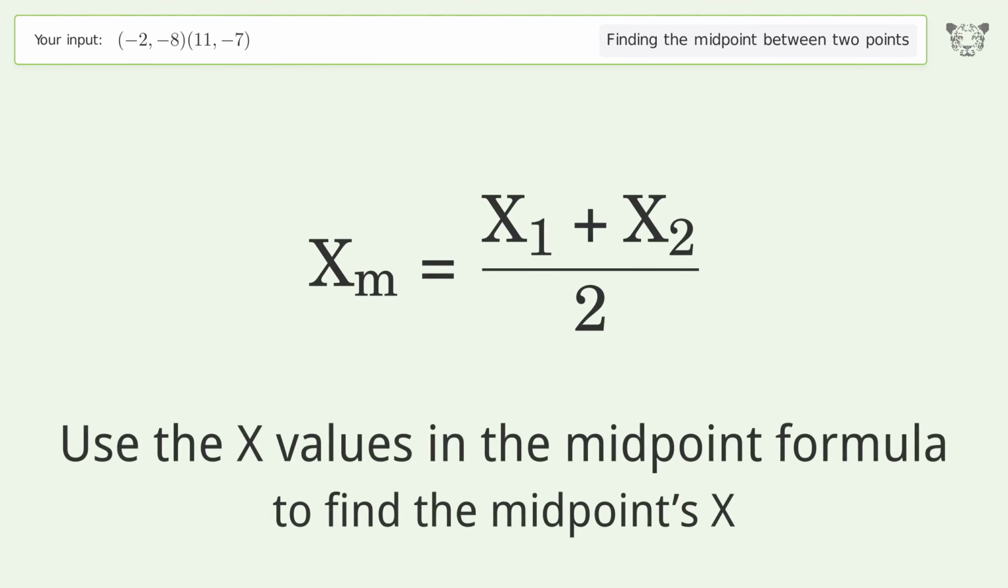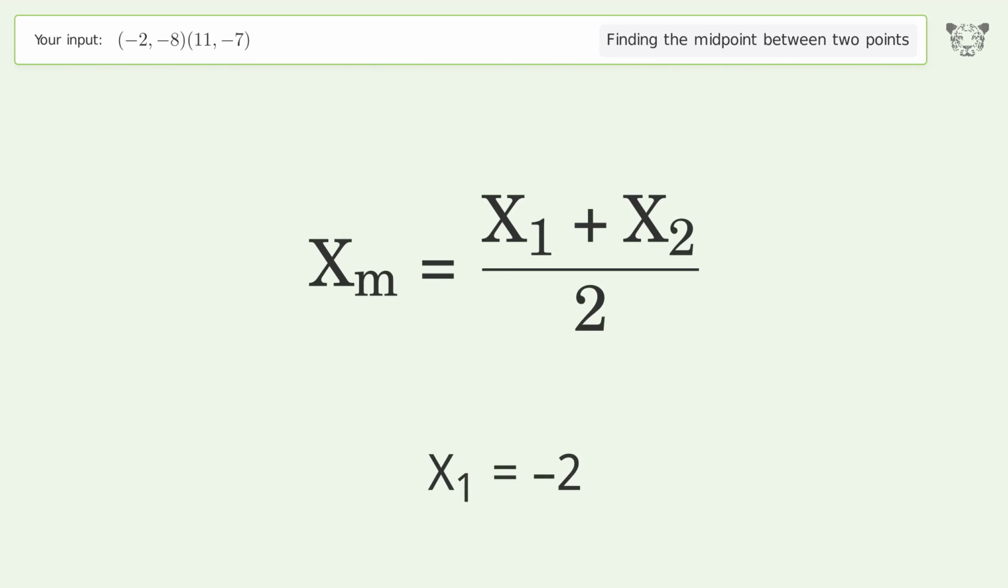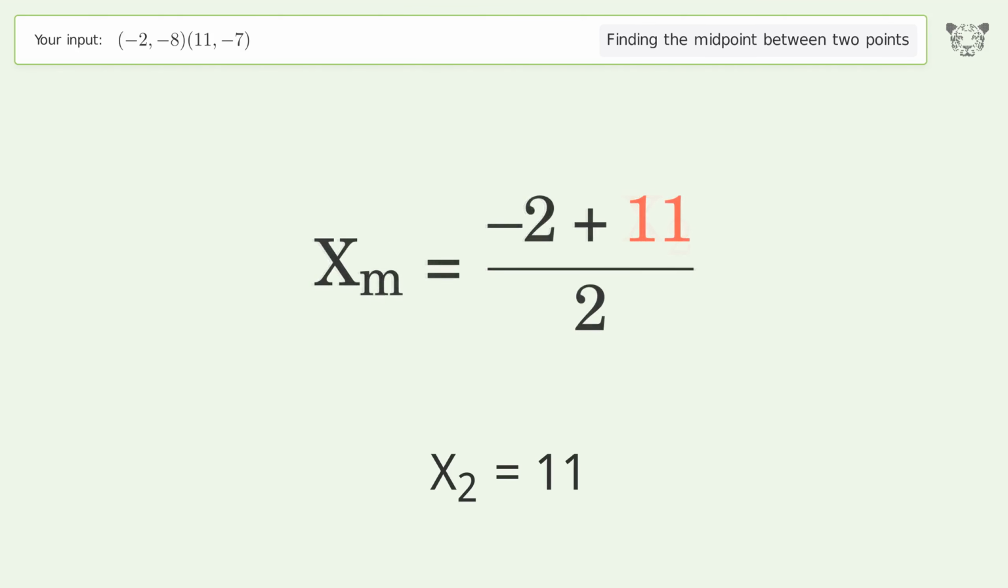Use the x values in the midpoint formula to find the midpoint's x. x1 equals negative 2. x2 equals 11. Simplify the arithmetic.